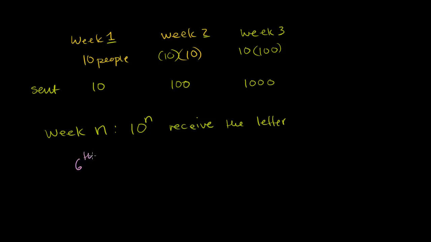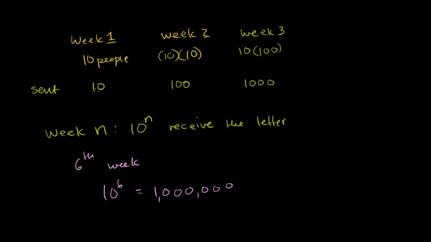So if I were to ask you how many people are getting the letter on the 6th week, how many people are actually going to receive that letter? Well, what's 10 to the 6th power? 10 to the 6th is equal to 1 with 6 zeros, which is 1,000,000 people are going to receive that letter in just 6 weeks, just sending out 10 letters each.